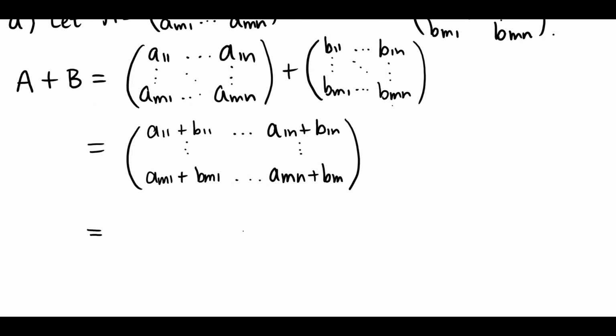Again, I'm going to take each of these components right here. Those are real numbers, and I know that real numbers are commutative, so I can rewrite this as B11 plus A11, right? Dot dot dot, BM1 plus AM1. And you could maybe do this a little bit differently. And then we get over here.